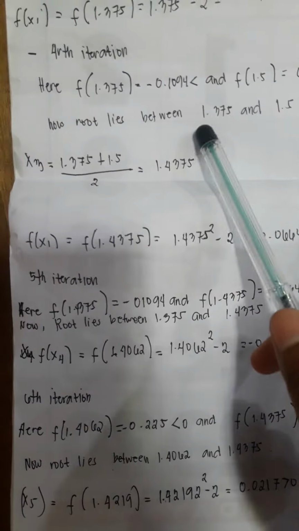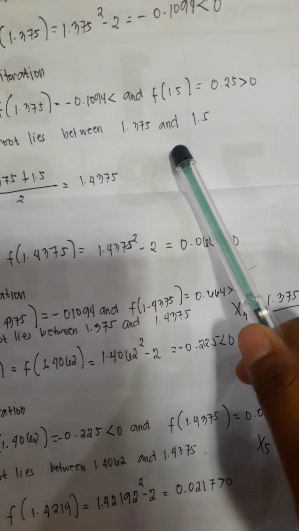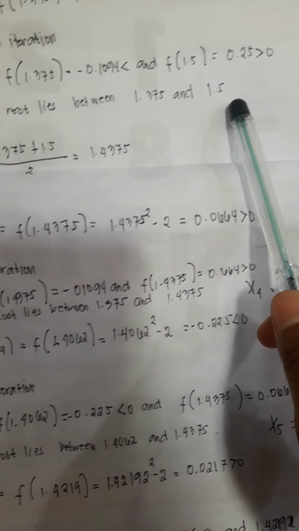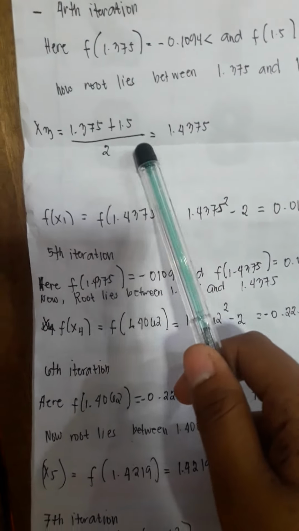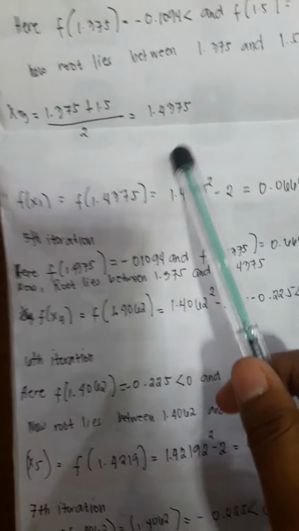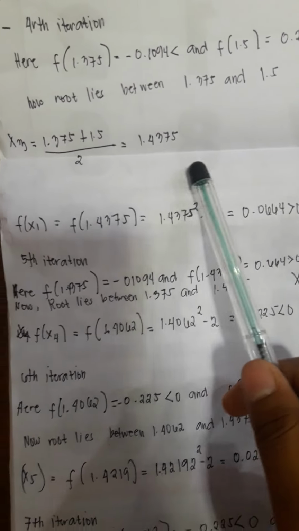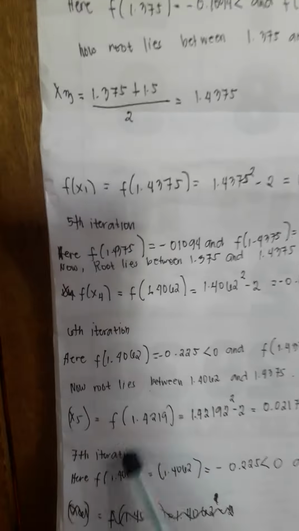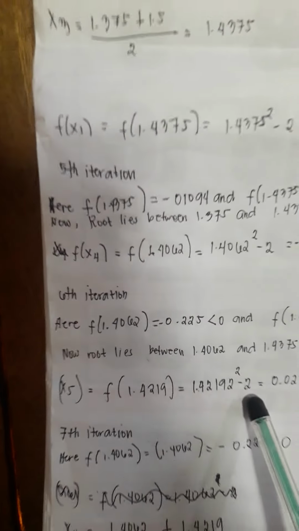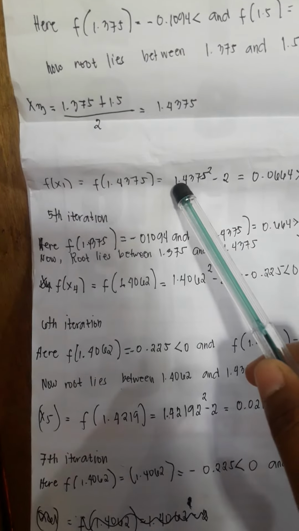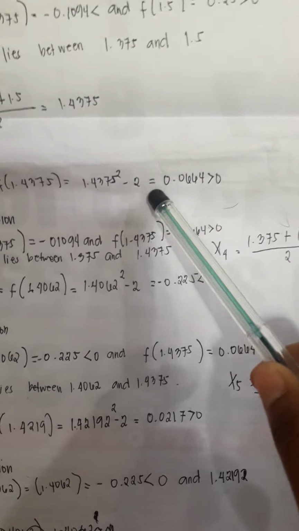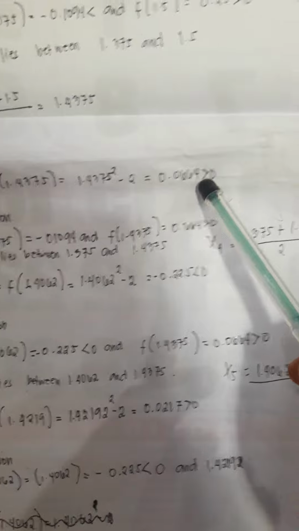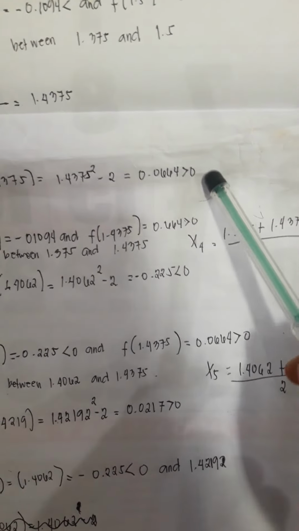Now the root lies between 1.375 and 1.5. Our x4 equals (1.375 plus 1.5) over 2 equals 1.4375. f of x4 equals f of 1.4375 equals 1.4375 squared minus 2 equals 0.0664, which is greater than 0.